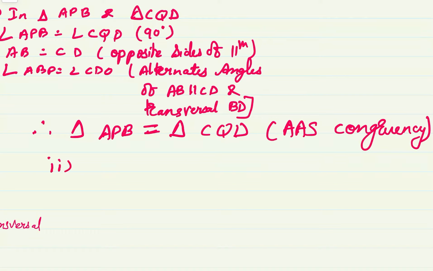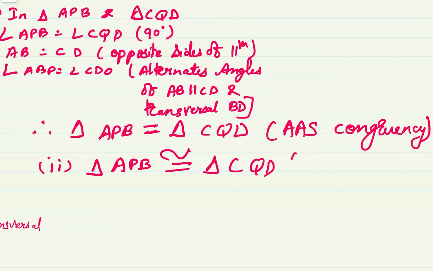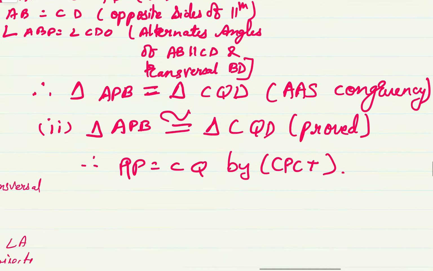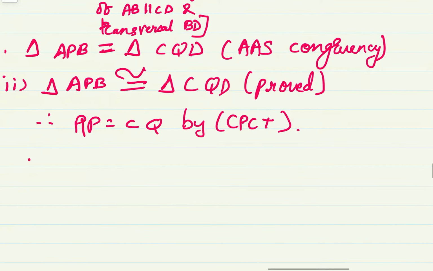Now second one is obviously understood that triangle APB is congruent to triangle CQD, that is already proved. Therefore AP is equal to CQ by CPCT. So result 1 and result 2 are proved. Now question number 11.